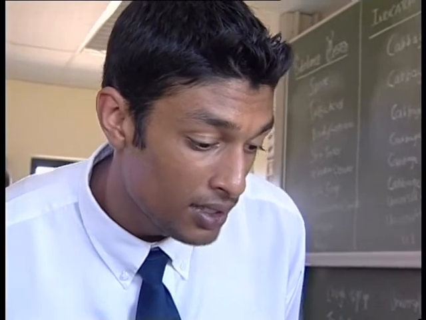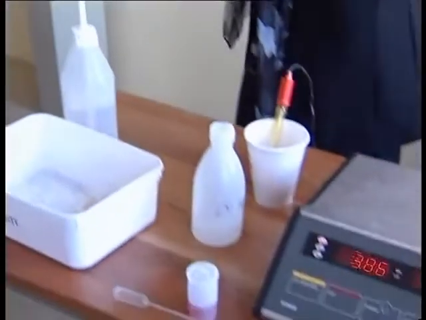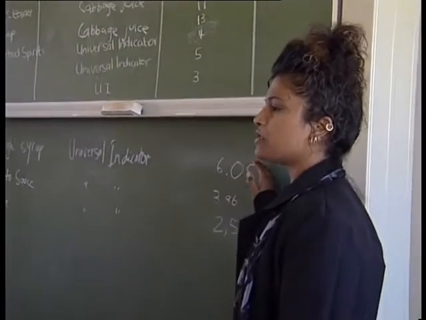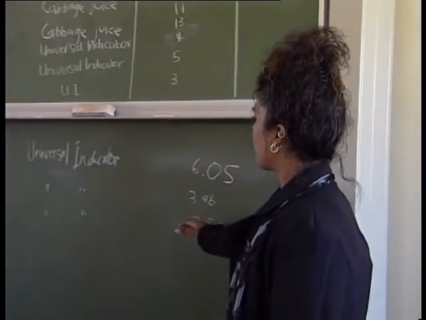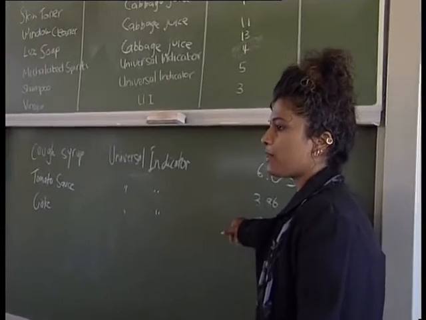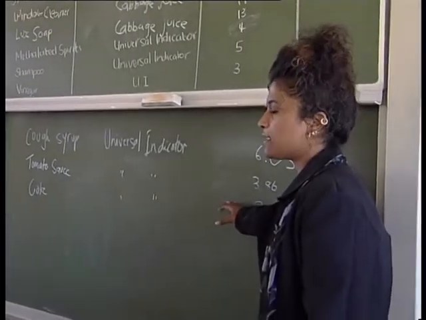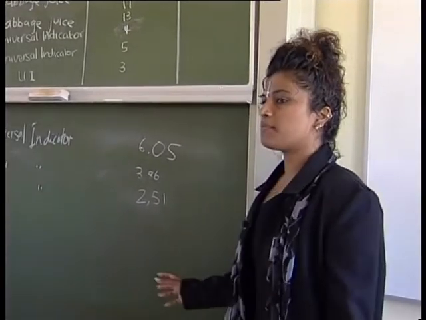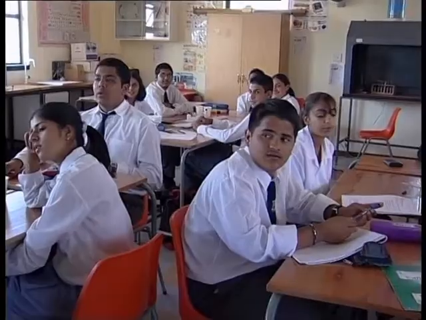Okay, the pH reading is 3.86. We're going to put that down on the board. Right, what do you notice here, class? What do you notice about our reading? Where for Coke we had 1 to 3, we had 1 to 3 with the indicator that we used, and now we had a meter reading, 2.51. That is 2 decimal places, so we had a much more accurate reading from our meter.